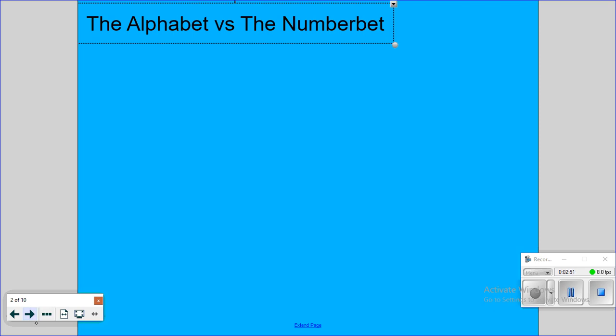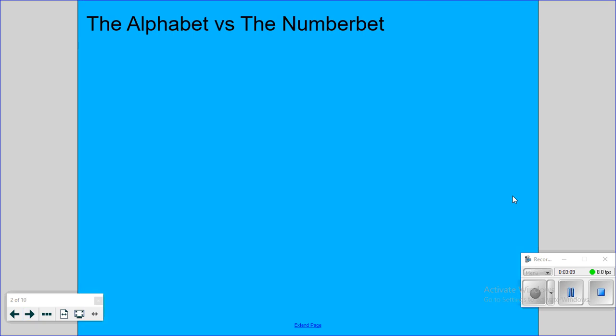The number bet. I was just going to say that digits are the numbers that make up... They are parts that make up a number. You're exactly right. So the alphabet versus the number bet.